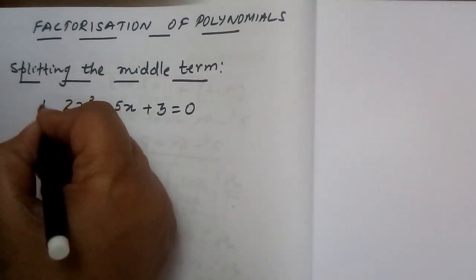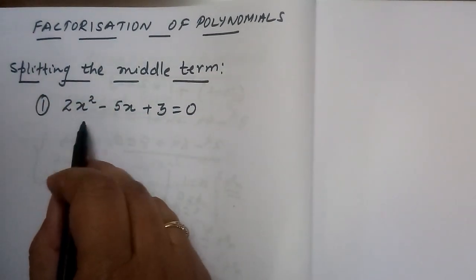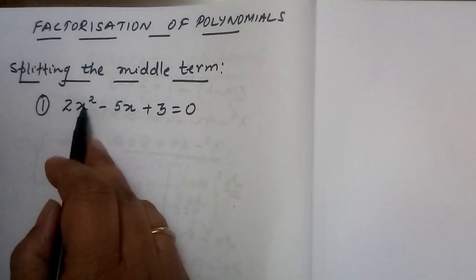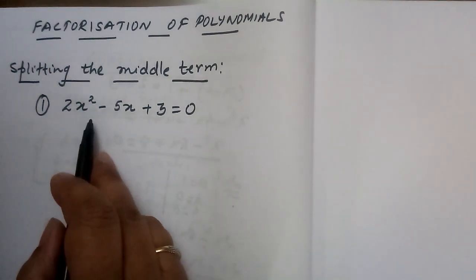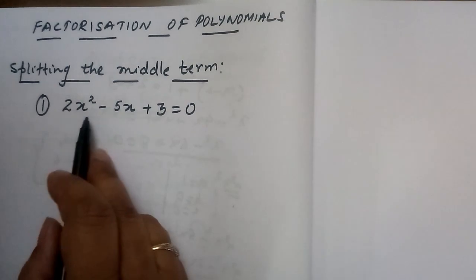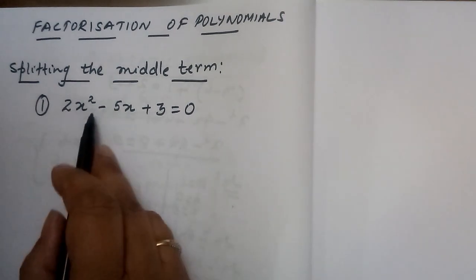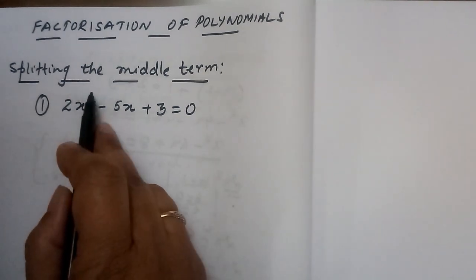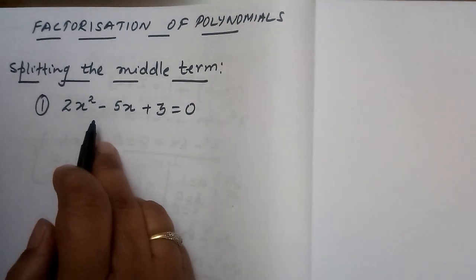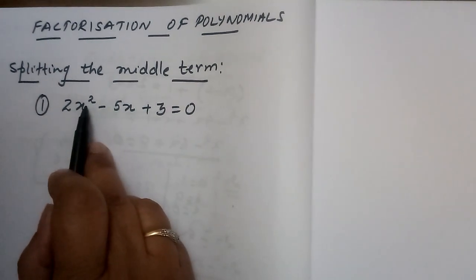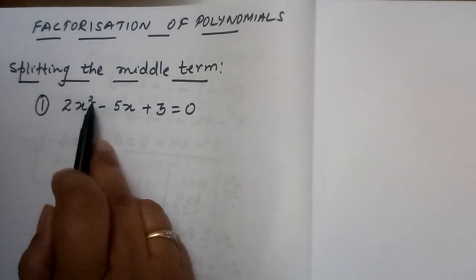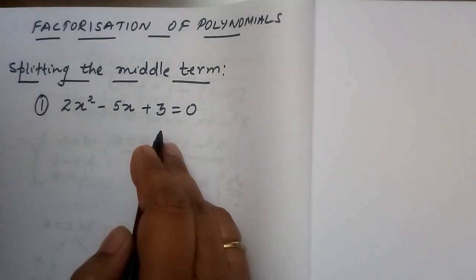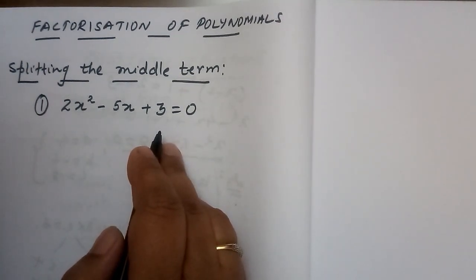In the first case, I have written a degree 2 polynomial, that is 2x square minus 5x plus 3 equal to 0. Whenever you're given a degree 2 polynomial and you're asked to factorize it, it means you have to find its factors, right? Now, how do you know how many factors a particular polynomial is going to get? So the degree decides as to how many factors you're going to get. Since this is a degree 2 polynomial, you will get 2 factors. If it is a degree 3 polynomial, you will get 3 factors. So ultimately the degree of the polynomial decides as to how many factors you are going to get.